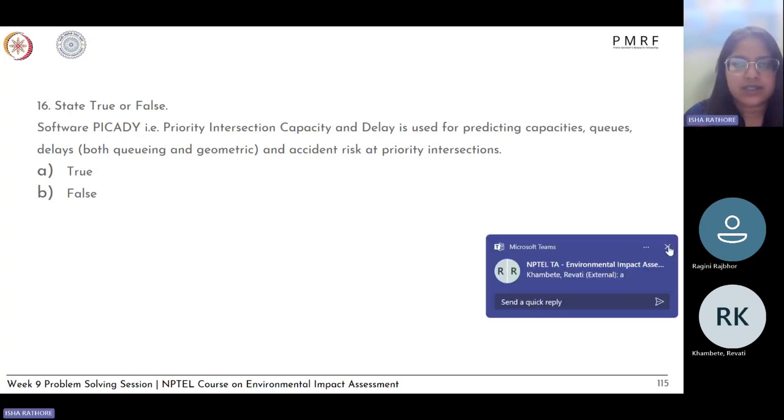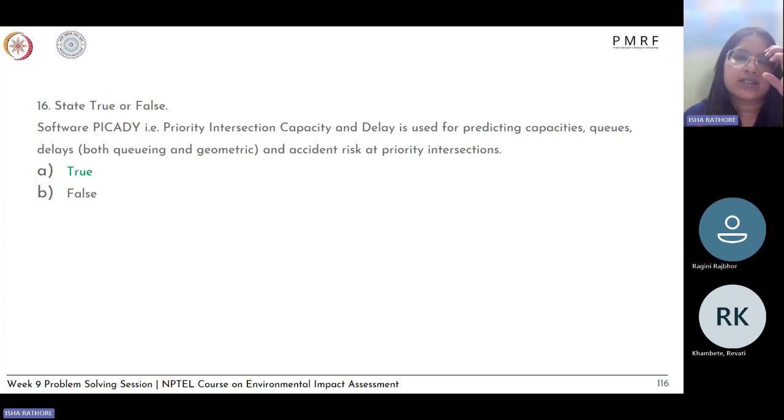Okay, so we have one answer A. So A is the correct answer. That is, the software Picardy is used for predicting capacities, queues, delays, and accident risk at priority intersections. So you can simulate all of this based on the data and inputs which you give it. So the statement is true. Moving on to the next question.